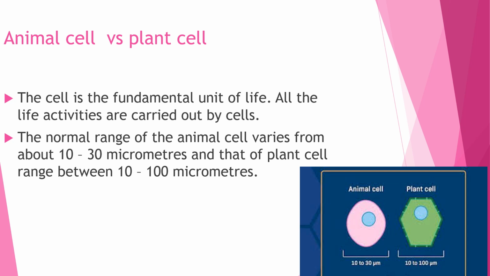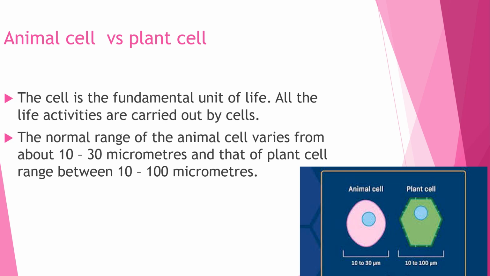The topic today we discuss is animal cell versus plant cell. As you know, animal cell and plant cell both have mitochondria, vacuole, cell membrane, cytoplasm, and nucleus. The cell is the fundamental unit of life. All the life activities are carried out by the cell.